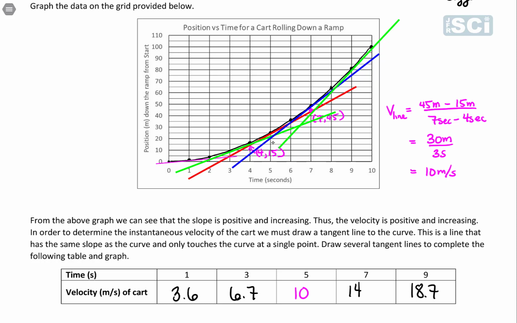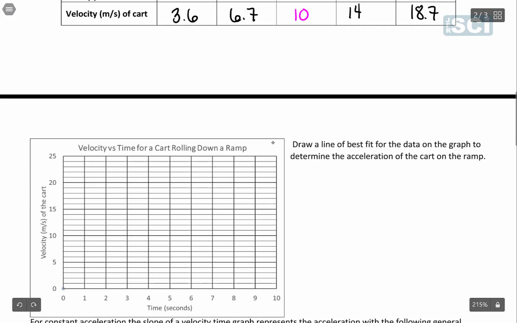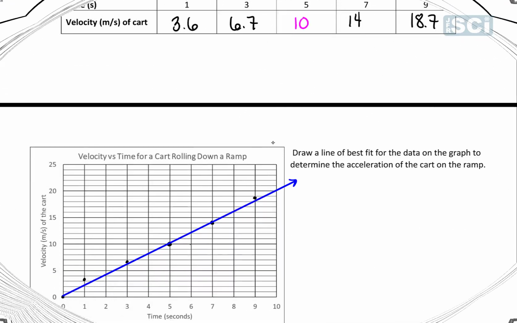So welcome back. I've drawn a series of tangent lines on my graph and I've calculated the slope of each of these lines. And I've listed them here in my velocity versus time data table. Okay, so the next thing I want to do is determine the velocity of this cart rolling down the ramp as a function of time. So I'm going to take my data and put it onto my graph, and I encourage you to do the same for the data that you came up with. If it's not the same as mine, that's totally fine.